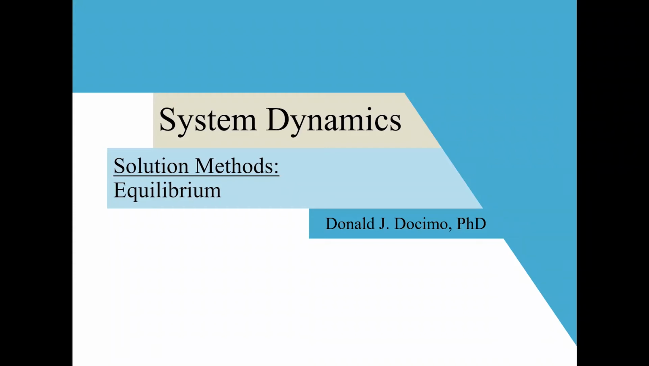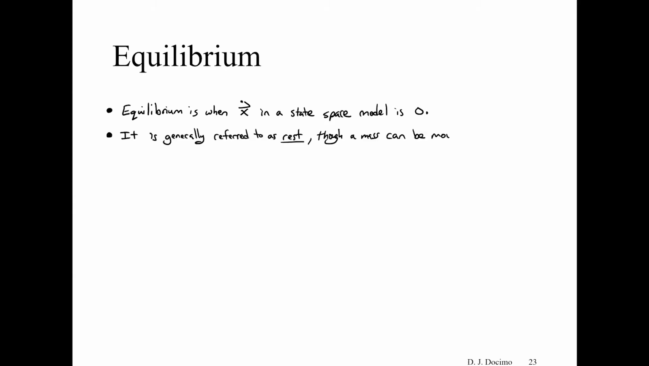Okay, so this video is going to go over the concept of equilibrium. Equilibrium is when x dot in a state space model is equal to 0. It is generally referred to as rest, though that's not always necessarily true. A mass can be moving and still be at equilibrium in some cases. So rest is usually referred to as equilibrium, but it's not necessarily its standard definition.